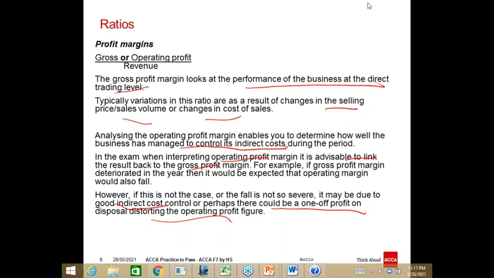Deteriorated means that something has been destroyed, or something is actually going the wrong way, or something which is bad for the business.